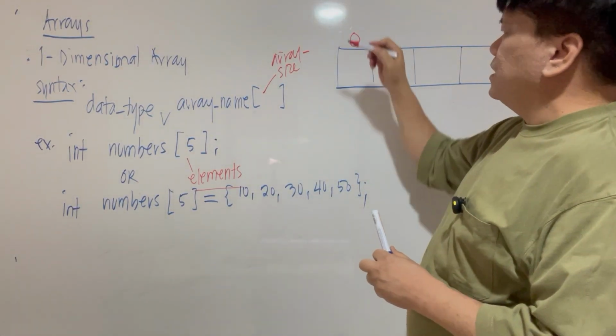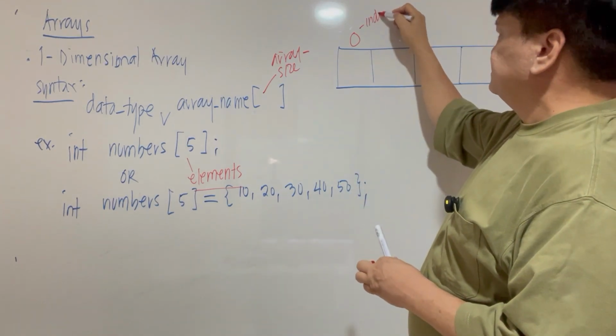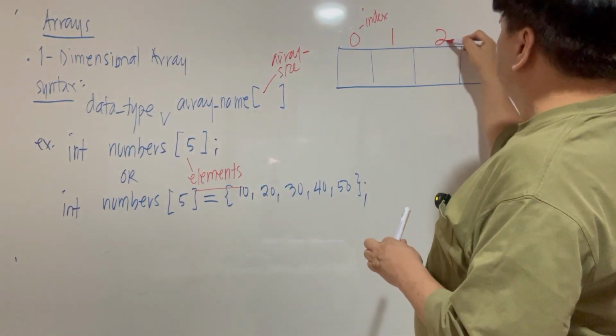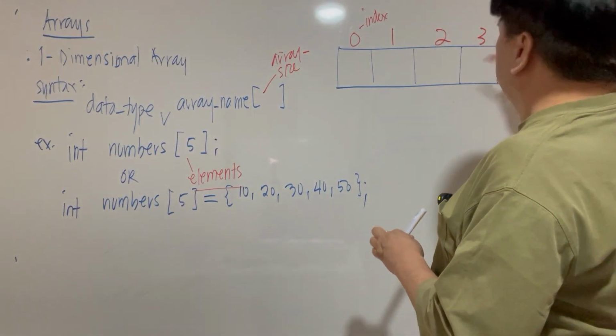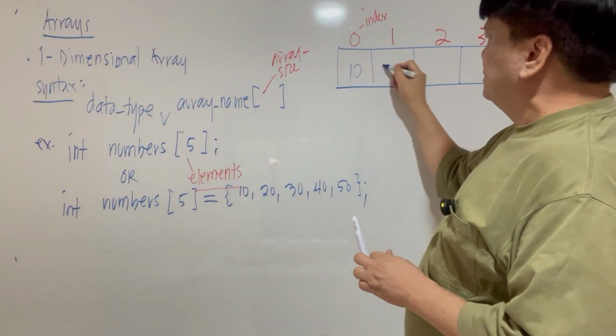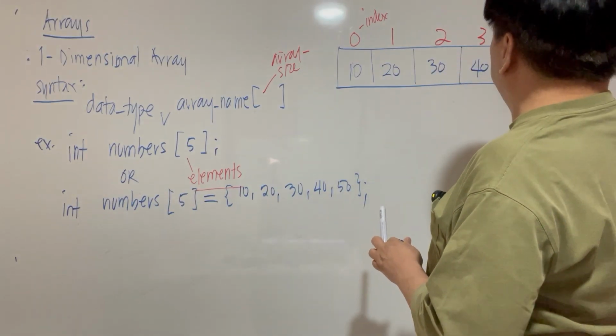Storage representation for your array, you can just have this. Array starts with index 0, followed by 1, 2, 3, 4. So you have 5 elements, and these are 10, 20, 30, 40, 50.